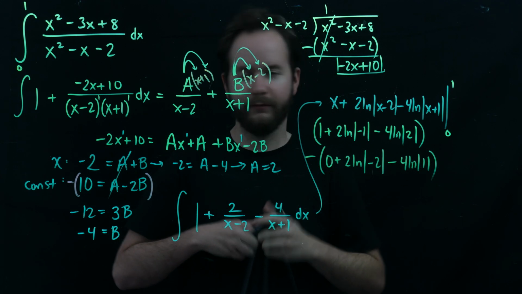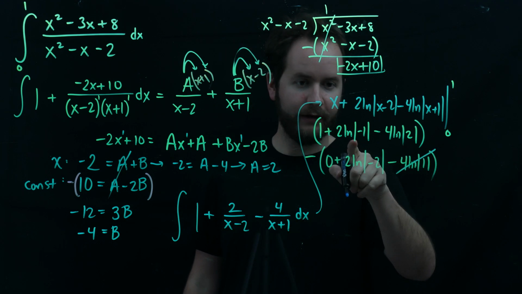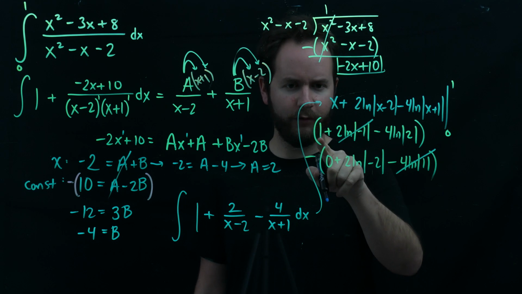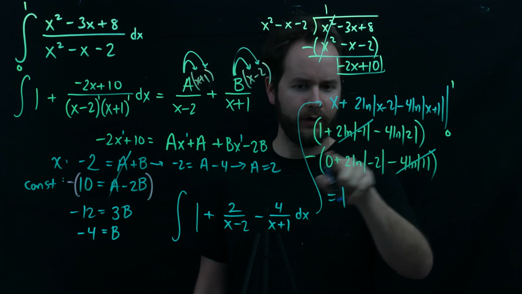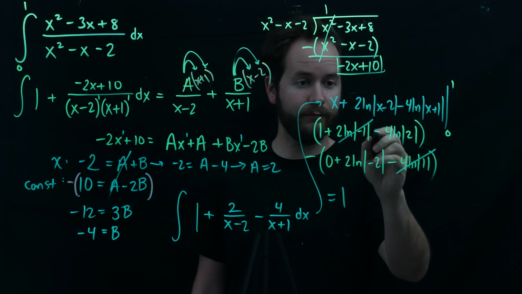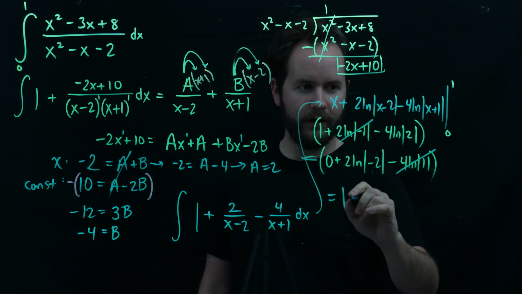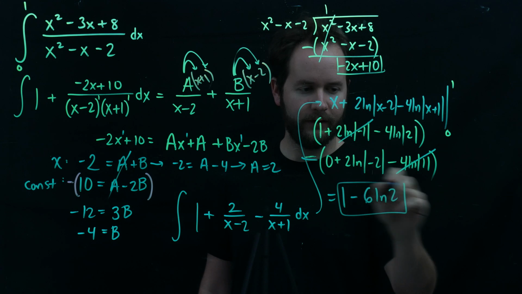Let's go ahead and get this out of the way. We know that ln of 1 is 0, so that's gone. And the absolute value of negative 1 is positive 1, so that's also gone. So what am I left with? I'm left with a 1. And I have a minus 4 ln of 2. And careful, don't say plus 2 ln of 2, but minus 4 ln of 2 minus 2 ln of 2 there. So we end up with 1 minus a total of 6 ln of 2. And this is our final answer.